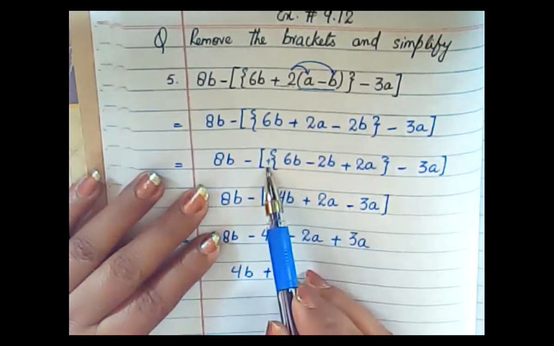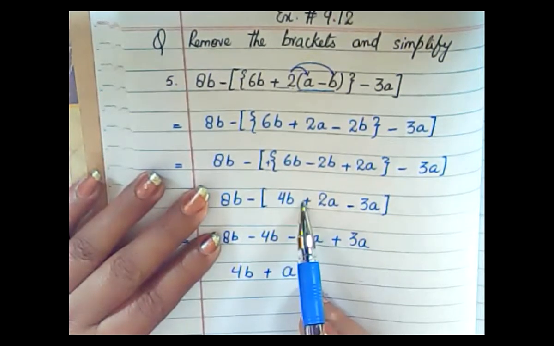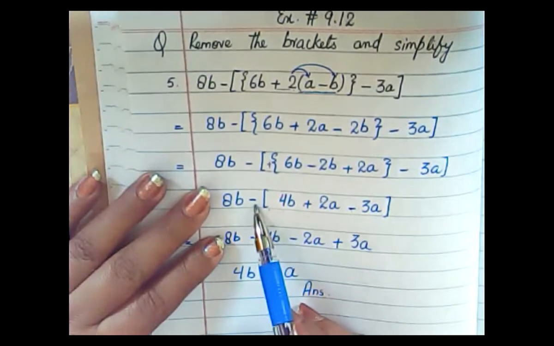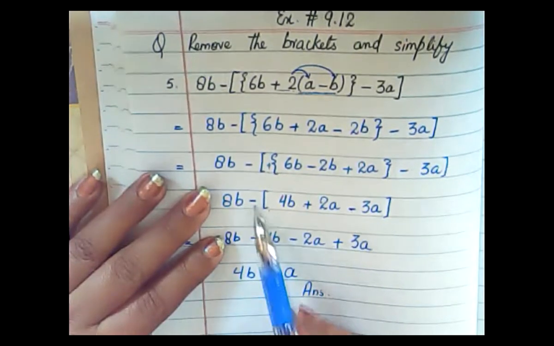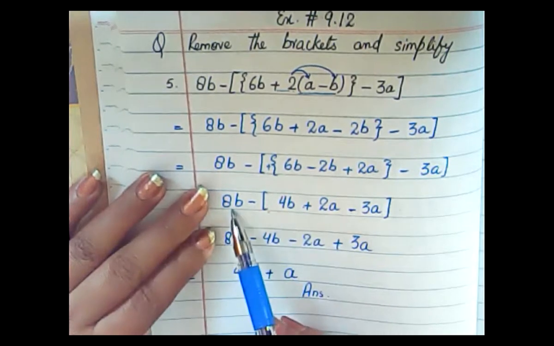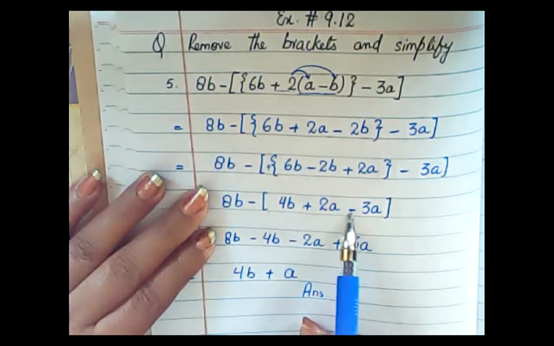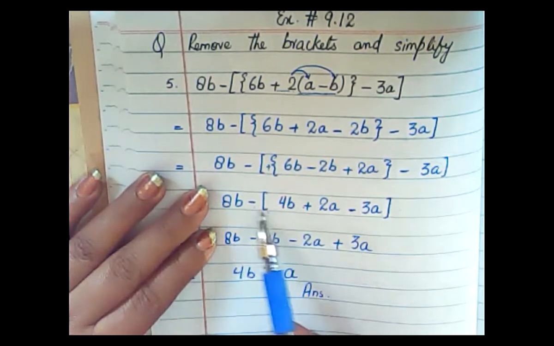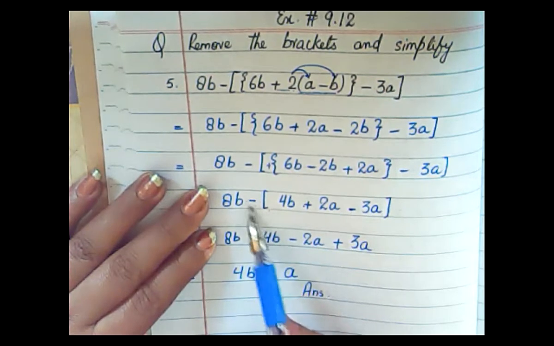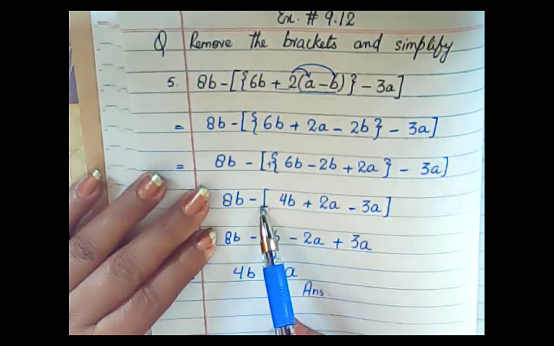And here you have plus sign. So no need to change the sign of anything here. Then you will simply remove this square bracket with the help of this minus sign. Right? And what you will do, simply you will change the sign. You are not going to multiply this 8 with the terms inside the bracket because in between 8b and bracket you have minus sign. So you will open the bracket here with the help of this minus sign. Okay, clear? Should we move on to the last question?